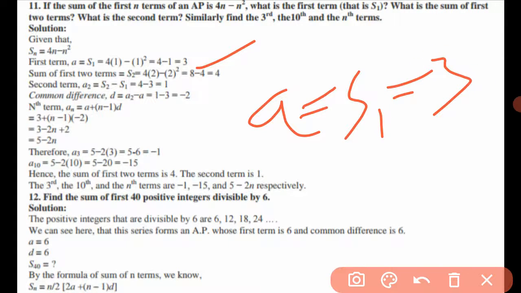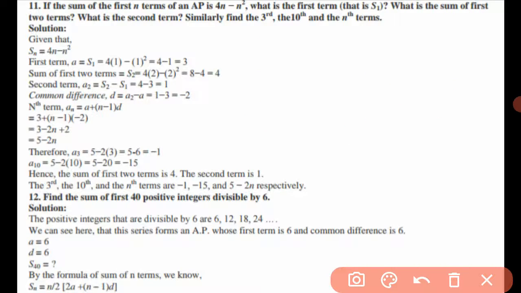Similarly, the sum of two terms will be S2. Putting the value of n here too, 4 into 2 minus 2 square, that will be equal to 4. Now the second term will be S2 minus S1, that is 1. Now the common difference, we know that a2 minus a1 equals minus 2.